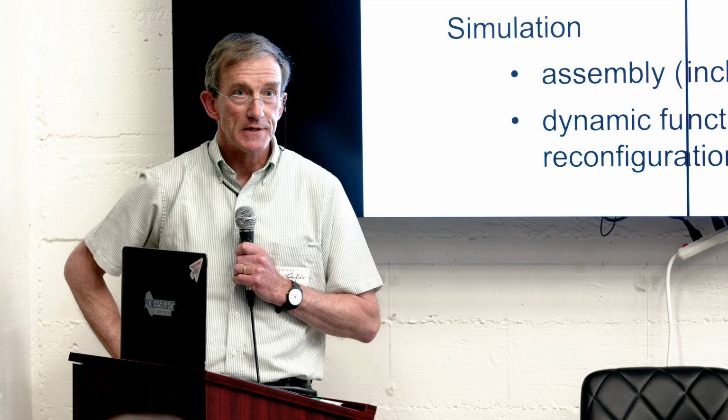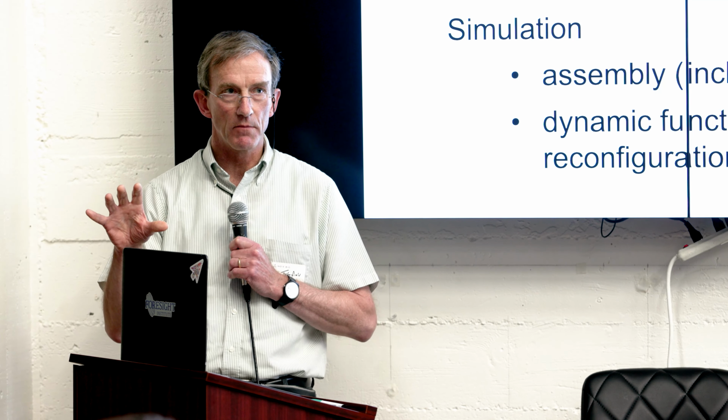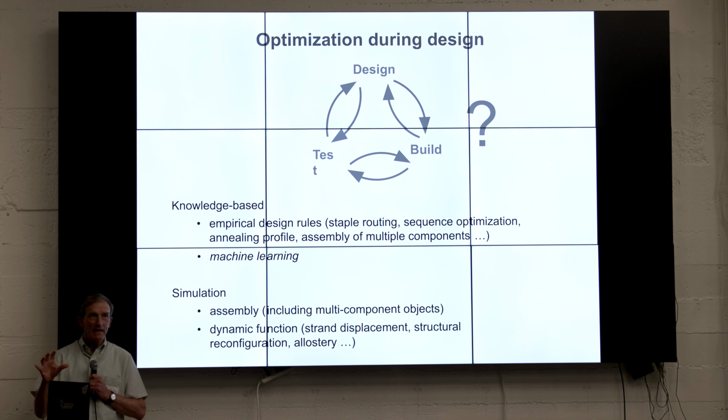Simulation is part of this process. It isn't just what the thing looks like when you've made it. We're really interested in how you make it efficiently. So how do you assemble multi-component objects? Can you simulate the assembly process and use simulation to get that right, again, before you commit to making it?